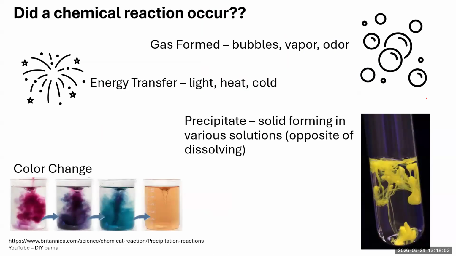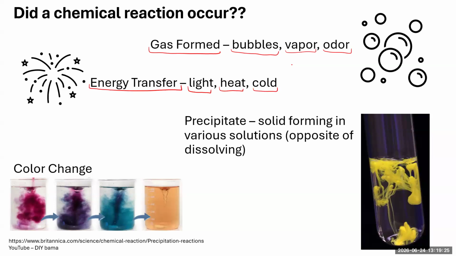One of the things we do in lab is we actually visually look for chemical reactions. So did a chemical reaction occur? Well, we're doing our experiments. Boom. If we form gas, yeah, a chemical reaction happened and a chemical change. The gas could be in the form of bubbles, vapor, odor, like you smell something. It could also have some sort of energy transfer. So that's going to be in the form of light, heat, or cold.